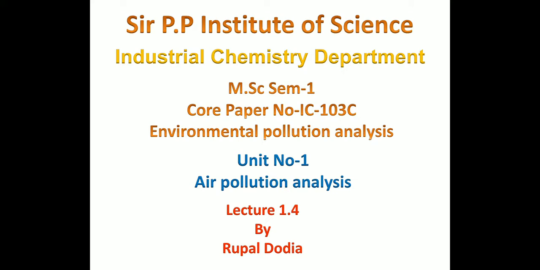We are discussing air pollution analysis, unit number 1, and right now we are discussing the effects of air pollution on humans and materials. In my earlier session, we discussed the classification of air pollutants in detail. So right now we are discussing the effect of air pollution on man and material. We have studied many air pollutants in the earlier session.